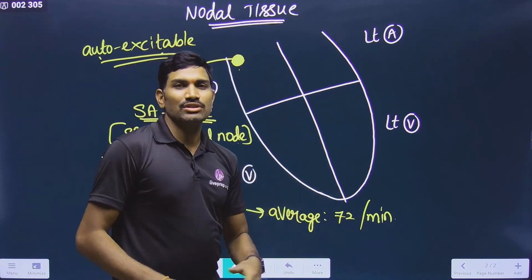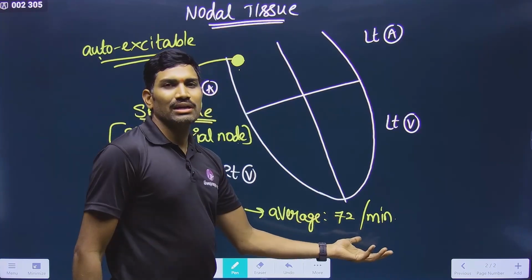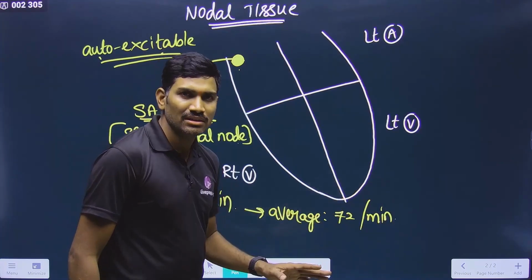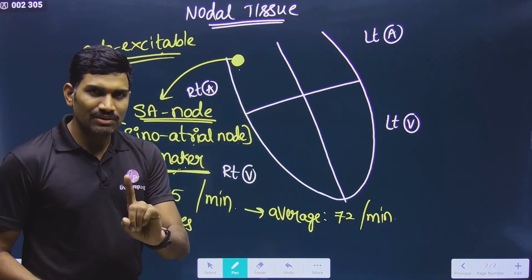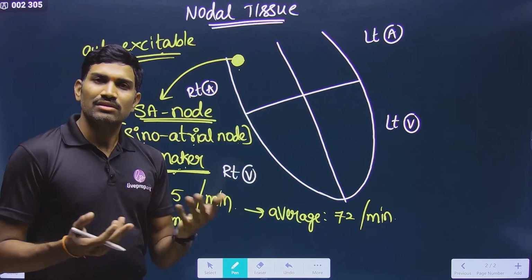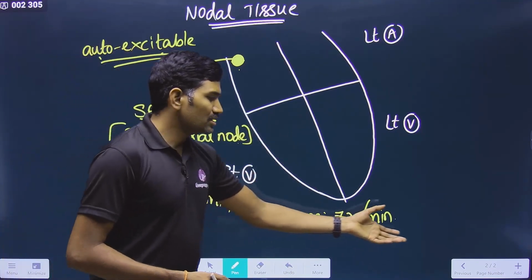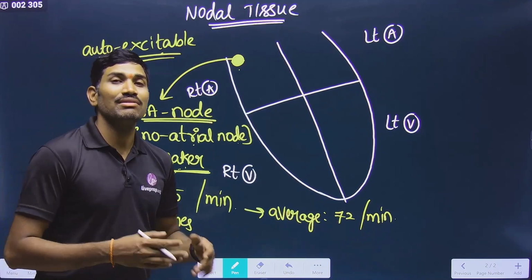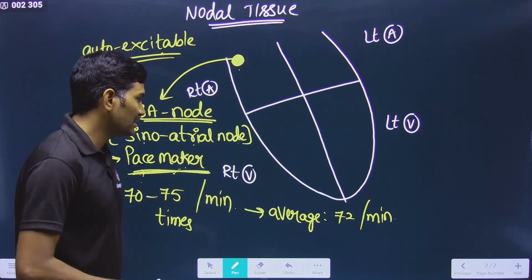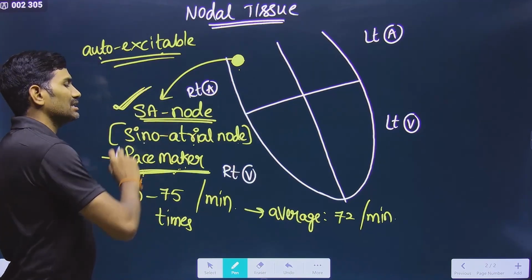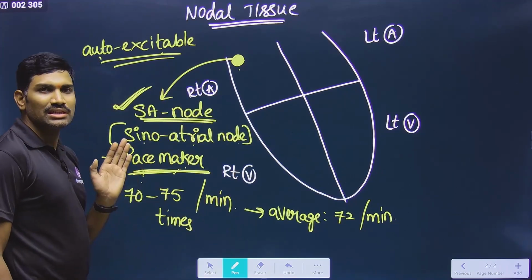If 72 action potentials are generated in 1 minute, how many times will the heart contract? 72 times. Whatever is the number of action potentials per minute, the same will be the number of beats per minute. One action potential will result in one heart contraction. So in this way, you can calculate how many times the heart will beat in 1 minute. That calculation is based on action potentials. And who is deciding this? It is the SA node, sinoatrial node, also called a pacemaker. Clear? This is the information we are studying here.